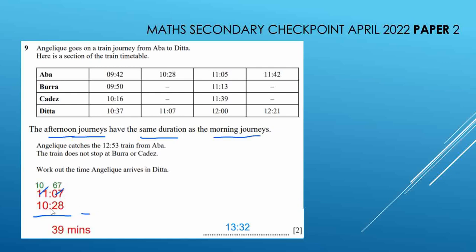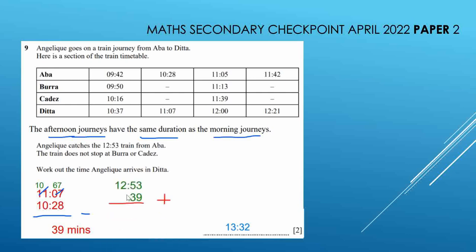And how do we count this? 07 is smaller than 28, so we borrow 1 hour. Of course, this one we got 10, 11, borrow 1 is 10, and we add 60 because 1 hour is 60 minutes. So now 07 becomes 67. Then we subtract 67 minus 28 equals 39. The hours 10 and 10 cancel out. So the duration is 39 minutes.